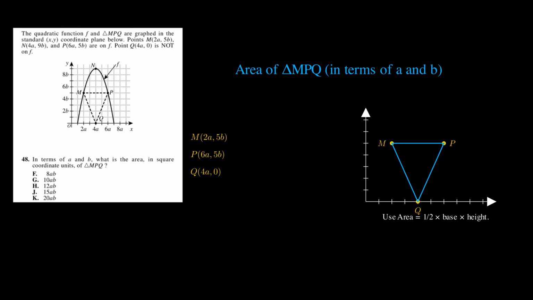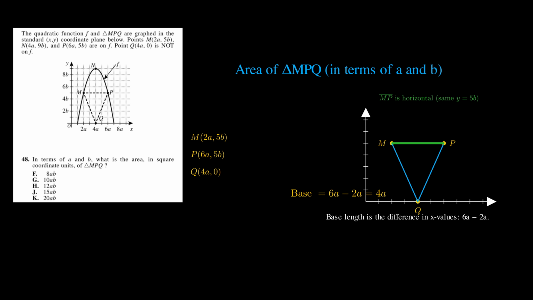We're just finding the area of a triangle using coordinates. Now notice something important. M and P both have the same y-coordinate, 5b. That means the line from M to P is perfectly horizontal. So MP is the easiest choice for the base. To find the base length, subtract the x values. 6a minus 2a equals 4a. So the base is 4a.